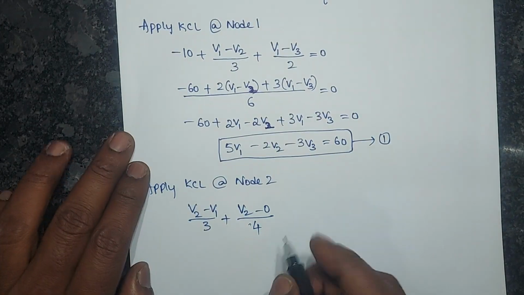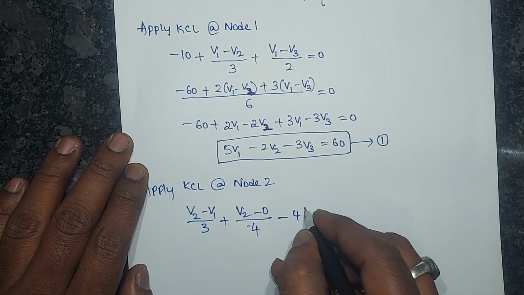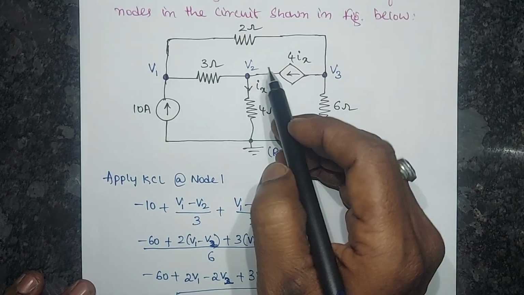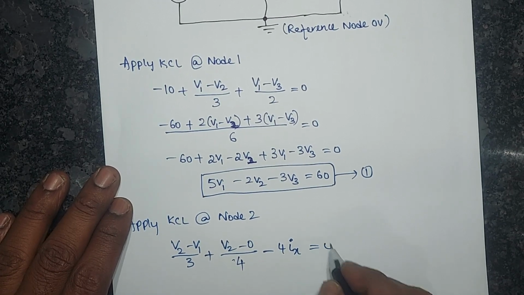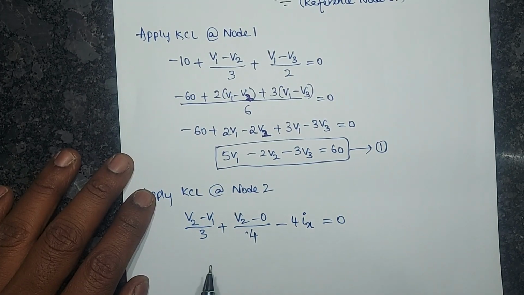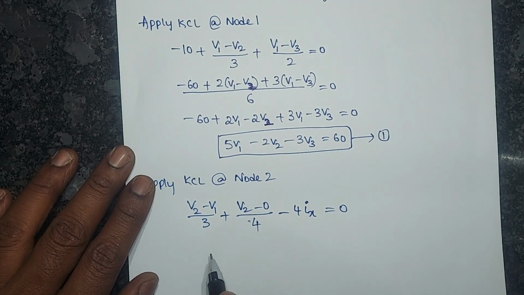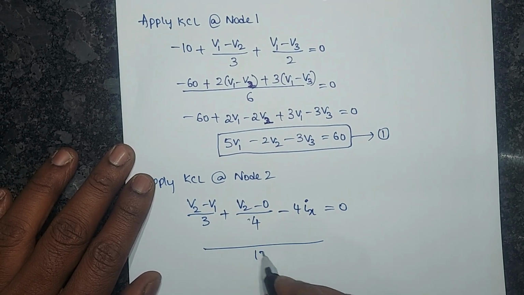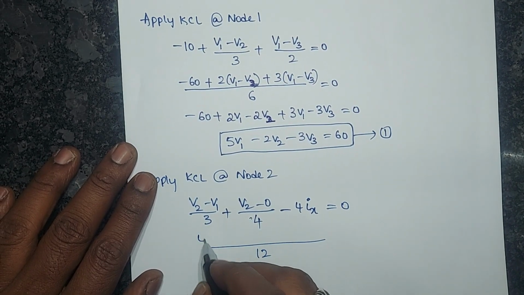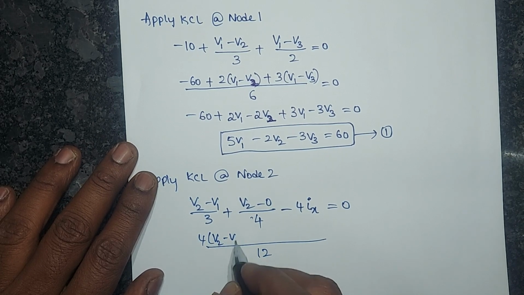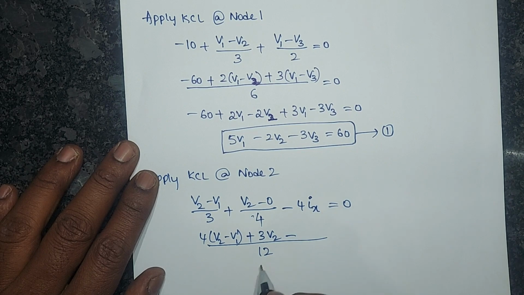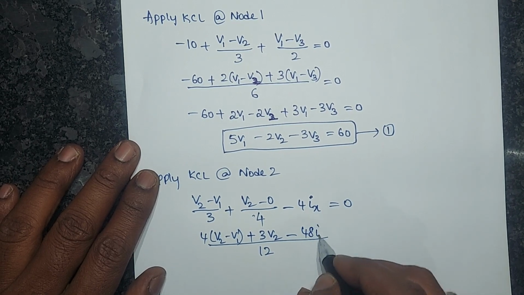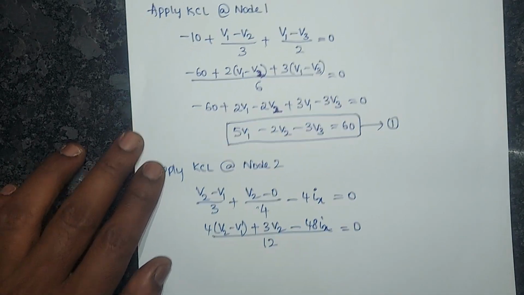So that's why here minus 4ix. Okay, minus 4ix, which is equal to 0. Clear? So now by taking the LCM, here 12 is the LCM, and 4 into (V2 minus V1) plus 3 into V2 minus 48 Ix, which is equal to 0.